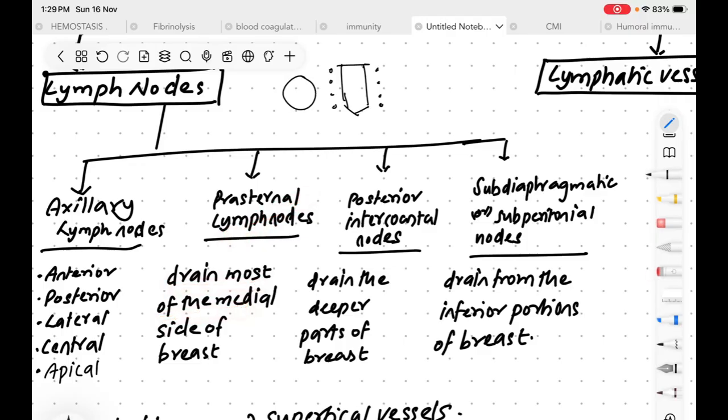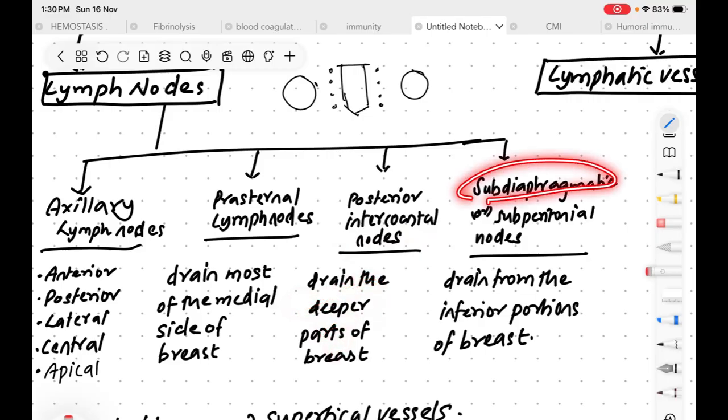Okay, so the breast is present like this, no? So this is the medial side of the breast. This medial side is mostly drained by these parasternal lymph nodes. Okay, next, posterior intercostal nodes, they drain the deeper parts of the breast.